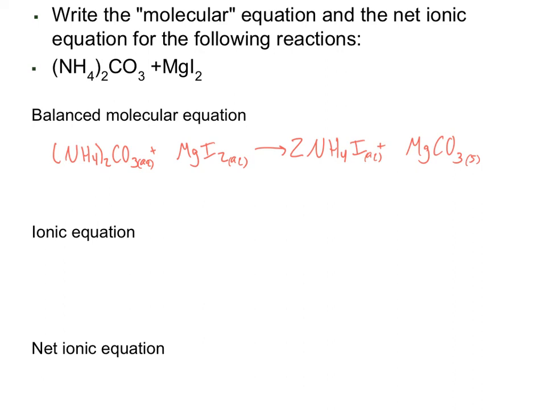And so now we're ready to write our ionic equation. (NH4)2CO3 is aqueous, and so that will split up into its respective ions. We're going to have 2 NH4 plus ions, and we've got 1 CO3 2 minus ion. MgI2 will also split up. We have 1 Mg2 plus, and we have 2 I minus, both aqueous.